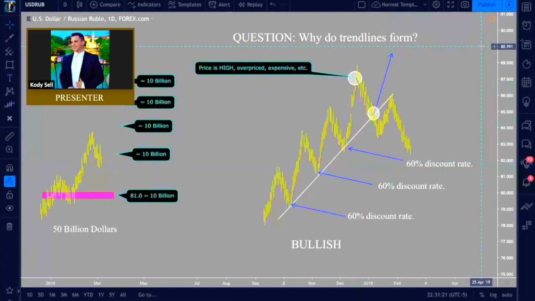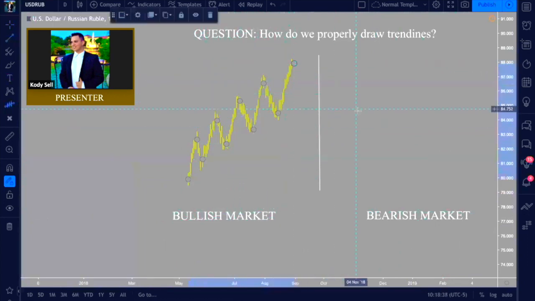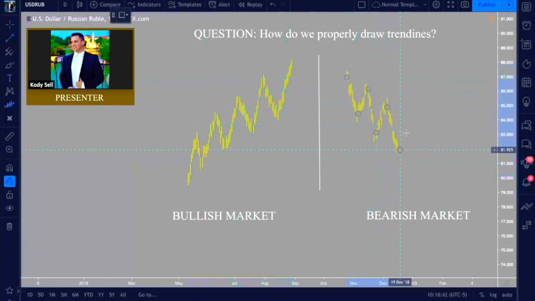So now that we understand what trend lines are, why they form, we need to understand the proper way to draw them. All right, now for the bullish market, we are heading up, of course. So we will do it like this. And then in the bearish market, we are heading down.